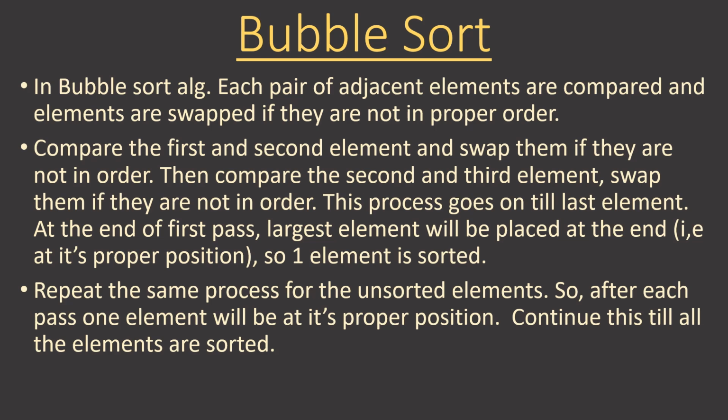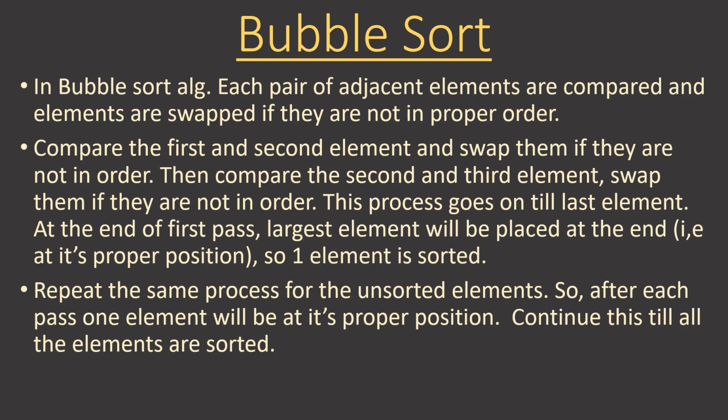Then the next thing you have to do is compare the second element with the third element. If they are not in order, then you just swap them. Like this, you go on doing it till the last element of the list. At the end of this first pass, you'll find that the biggest element will be at the end of the list. That means it is at its proper position. So one element is sorted, and the rest of the elements are still unsorted.